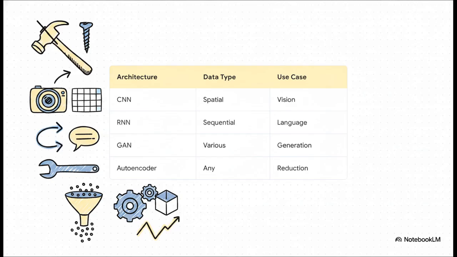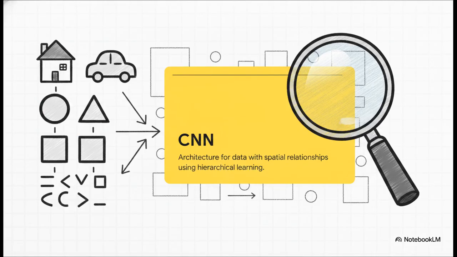Let's actually look a little closer at a few of these. First up are convolutional neural networks, or CNNs. These are the undisputed kings of computer vision. They are specifically designed for data with spatial relationships, like the pixels in an image. What makes them so powerful is their hierarchical learning. So the first few layers of the network might just learn to detect basic edges and corners.